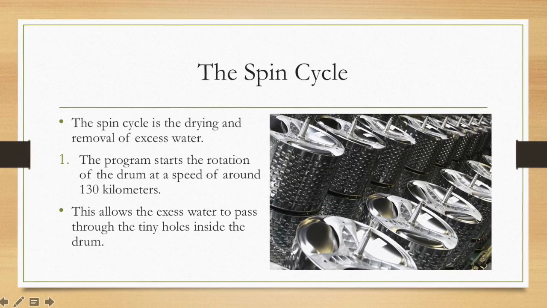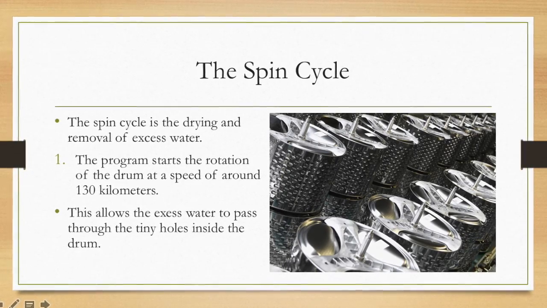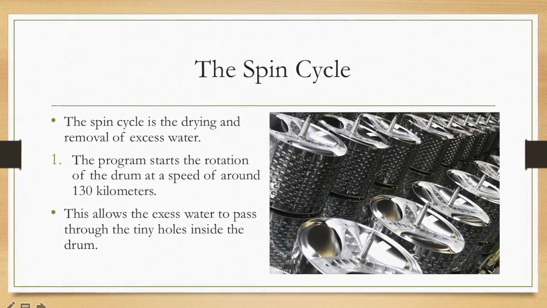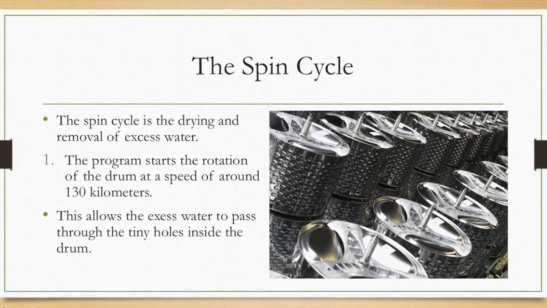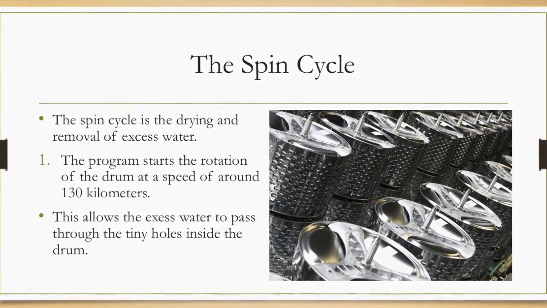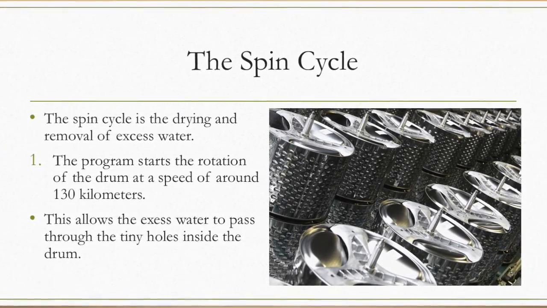The spin cycle is the last cycle, in which the clothes are dried and some of the excess water is removed. The program will start with the code and spin the drum at a rate of 130 kilometers. This will allow the water to pass through the tiny holes of the inner drum into the outer drum, where the water is then released.